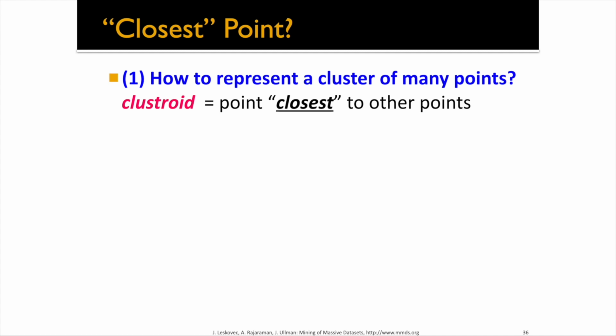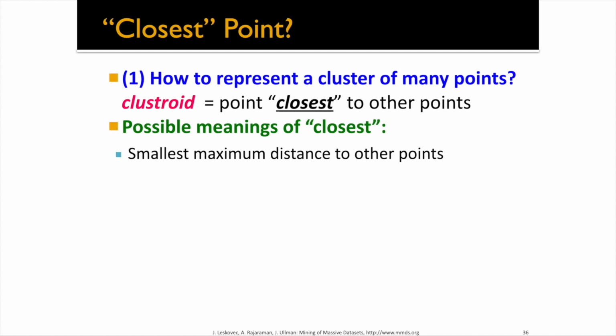We want to select this point in an intelligent way. We do so by saying the clustroid should be the point that's closest to all other points in this particular cluster. But then we have to wrestle with another question of what does it mean to have a point that is closest to all other points. One method is you look at the clustroid and its distance to all other points in the cluster, and you want to minimize the maximum distance.